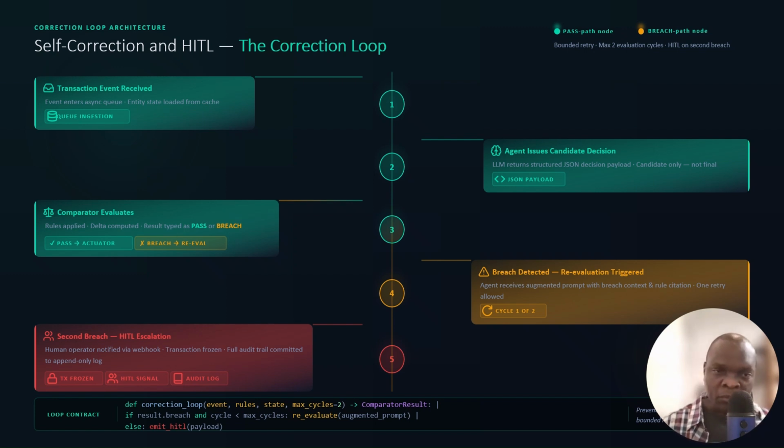That bounded retry is crucial. By limiting the agent to a single reevaluation cycle with augmented data, you prevent the system from chasing its own tail in an endless loop of corrections. When the model fails to resolve the conflict within that boundary, escalating immediately to a human operator guarantees the necessary oversight and finality for high-stakes financial decisions.